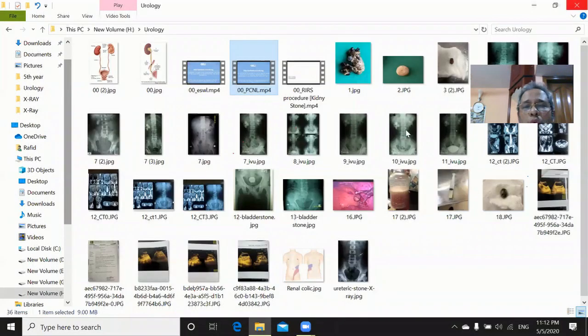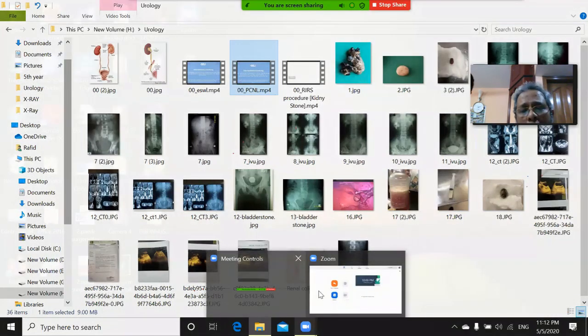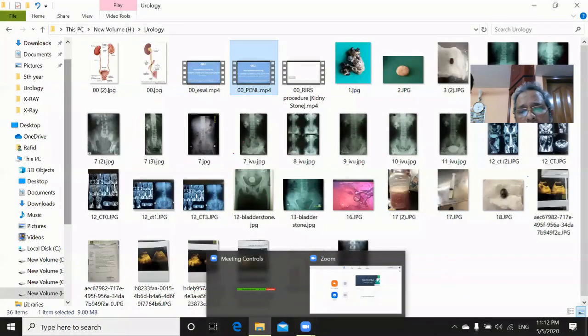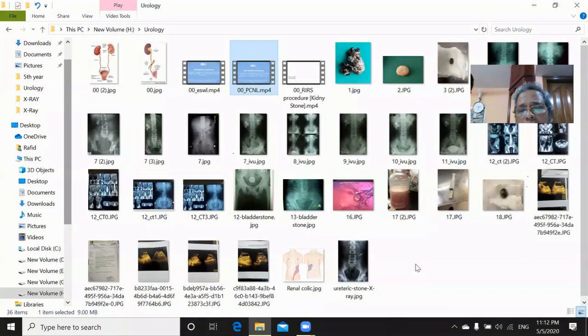So this is one type of surgery which is called the PCNL. This is nowadays the very favorite for every urology expert surgeon. It is a very favorite surgery and very popular nowadays.